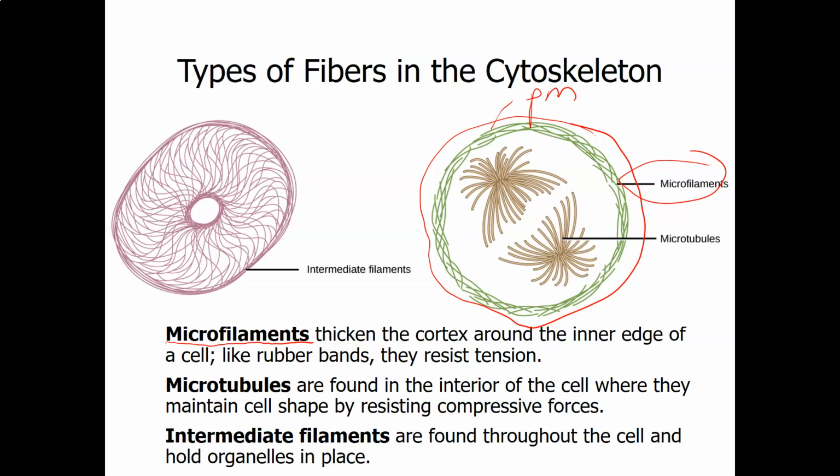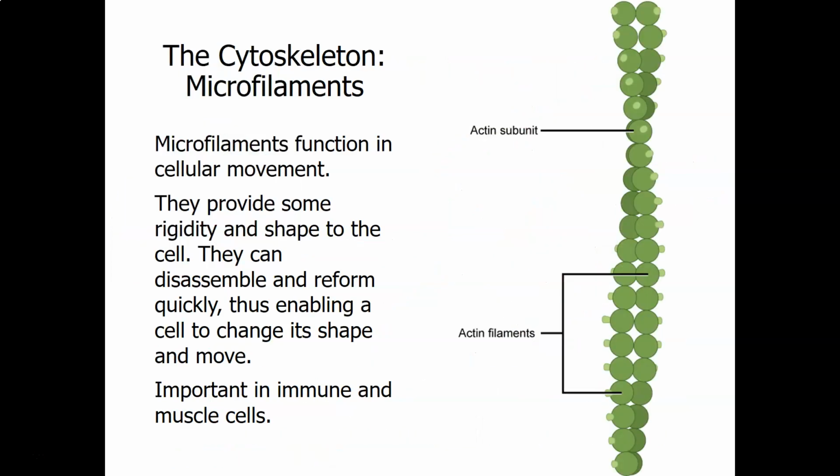Microtubules are found inside the cell. They help maintain the cell's shape. Microtubules are the thickest of the protein fibers, and they're going to play a large role in cell division. Microfilaments are the thinnest, and then intermediate filaments are kind of in the middle as far as their thickness, and they hold the organelles in place.